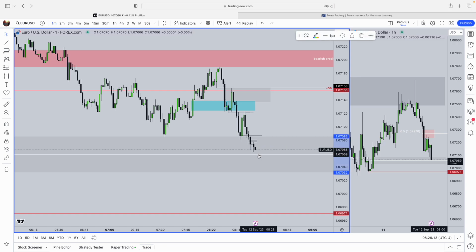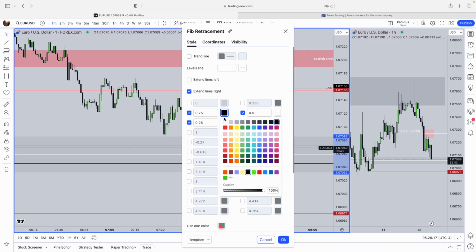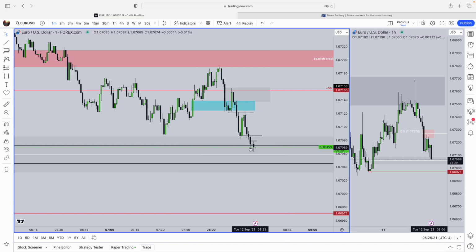I'll draw the quarter levels on quickly just to see if it does respect that. So black, orange, do we like? Look how it's respecting the 75%. So that could be another partial.